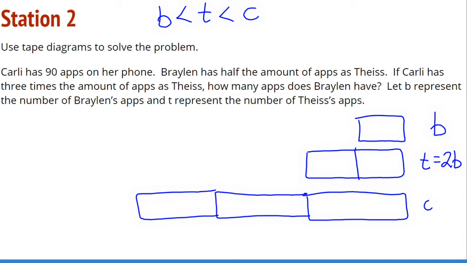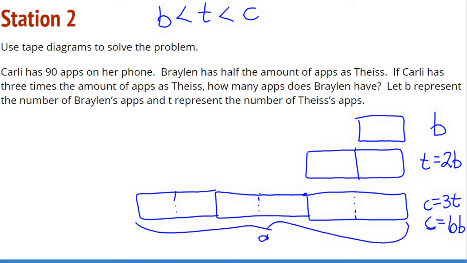So Carly is 3 times what Theus is, which means that Carly is 6 times what Braylon is, because Braylon has 2 in each one of these. So Carly is 6 of Braylon. Wow. And I also know that Carly's got 90. So Carly is 90, and that is equal to 6 of Braylon.